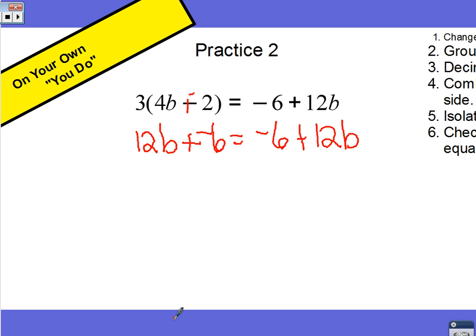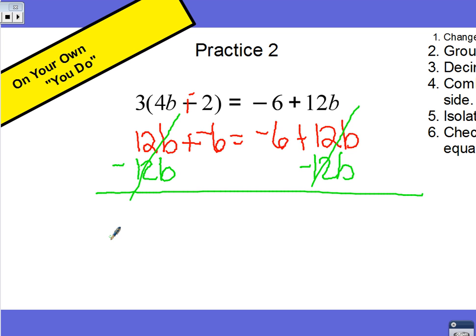Is this what you got? 12b plus negative 6 equals negative 6 plus 12b? If so, excellent. Now we're going to move our right side variable term to the left by adding the opposite. Pause the video, come back. Did you get something weird like this? Is negative 6 equal to negative 6?